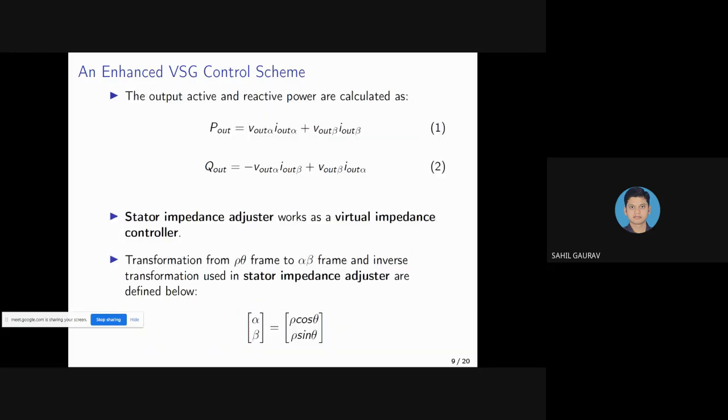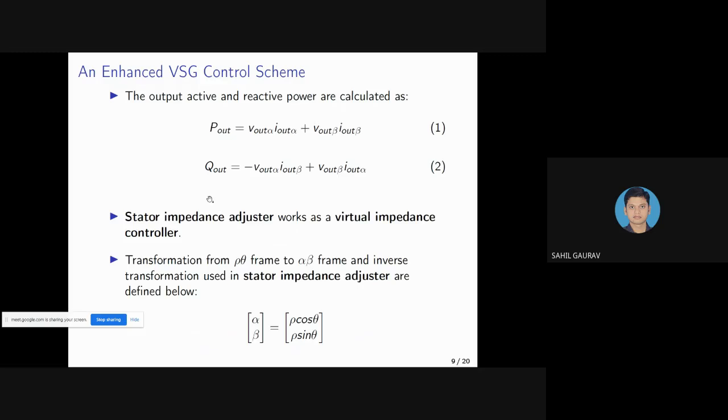Now the next slide. As I said earlier, this works in the alpha beta frame. The formulas for measuring the output active and reactive power are given by equations 1 and 2. P out is equal to V out alpha I out alpha plus V out beta I out beta, and Q out is equal to minus V out alpha I out beta plus V out beta I out alpha. These are the equations for measuring the output power in the alpha beta reference frame, and they are used by the power measurement block in the enhanced VSG controller scheme.